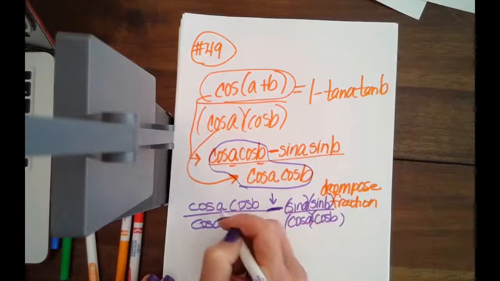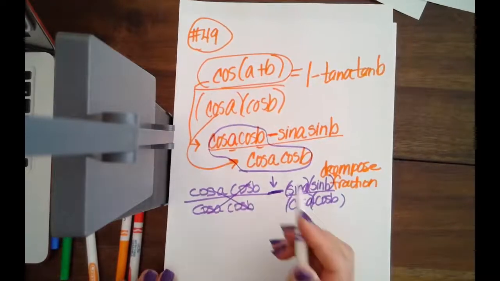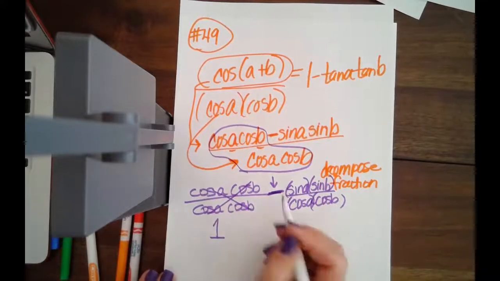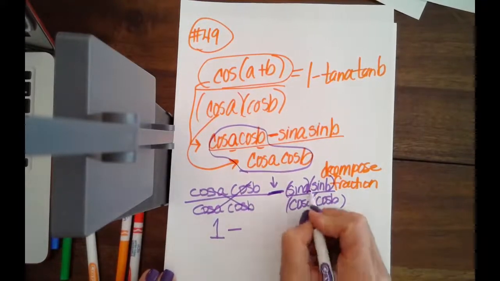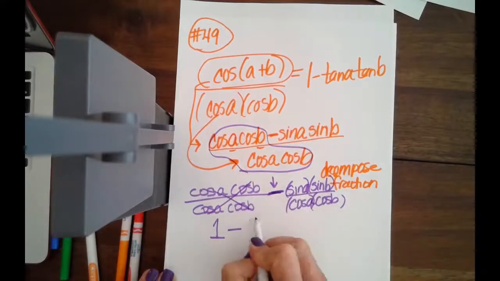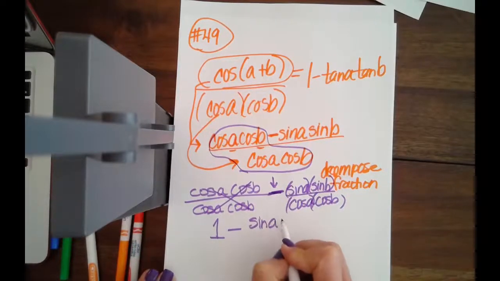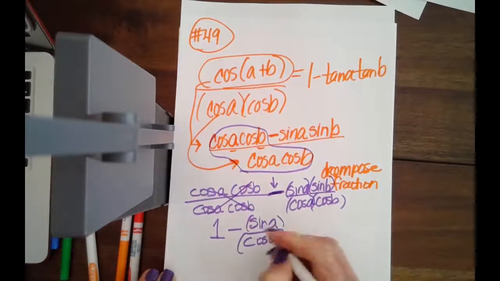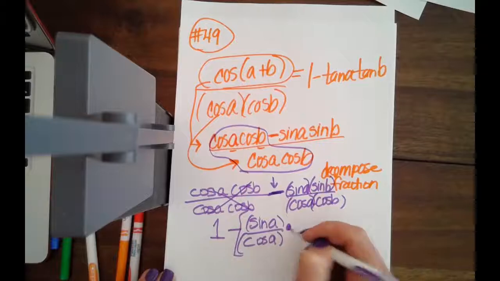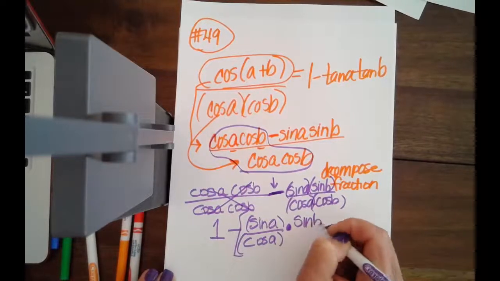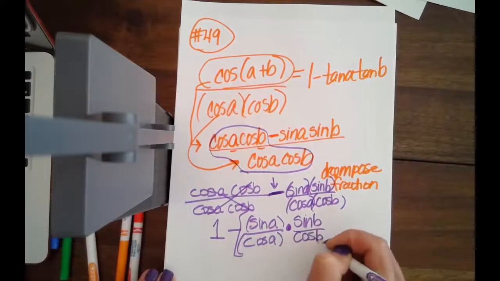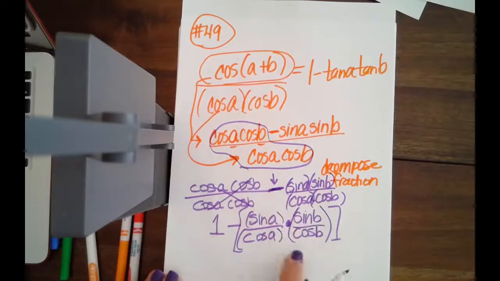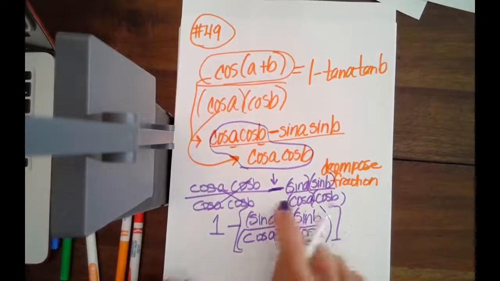Well, clearly this is going to all cancel out, right? Cosine A, cosine B, that's going to cancel out to 1. Minus, if you split these two, they're being multiplied, so you can simply say this is the equivalent of sine of A over cosine of A times sine of B over cosine of B. If you're not sure that you have decomposed a fraction either by subtraction or multiplication, just multiply it back in your head and see if you get the original.